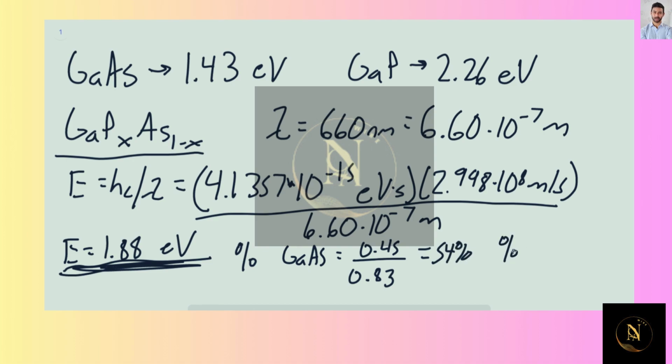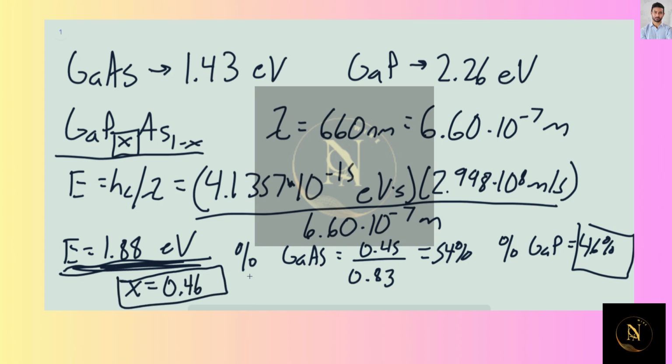And when we do the same thing for GaP, we get 46%. And so to find out what our X value is, since the X is for the P, we'll go with our 46%. And so our X will be equal to 0.46. And that's our final answer.